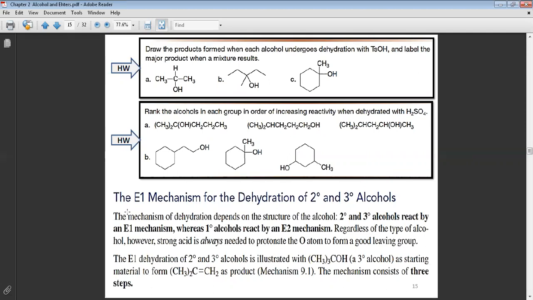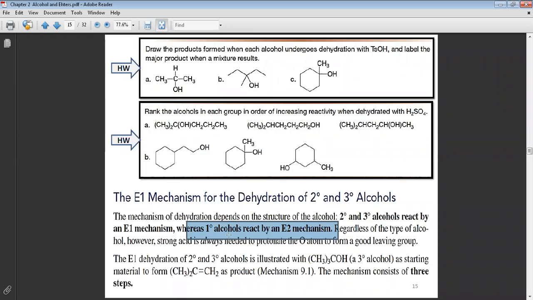Carbocation. Look, the mechanism of dehydration depends on the structure of the alcohol. Secondary and tertiary alcohols react by the E1 mechanism, whereas primary alcohols react by the E2 mechanism. Why? Because of carbocation stability. Secondary and tertiary alcohols give secondary and tertiary carbocations, which are stable, but primary alcohols give primary carbocations, which are not stable. That means it will proceed by the E2 mechanism.